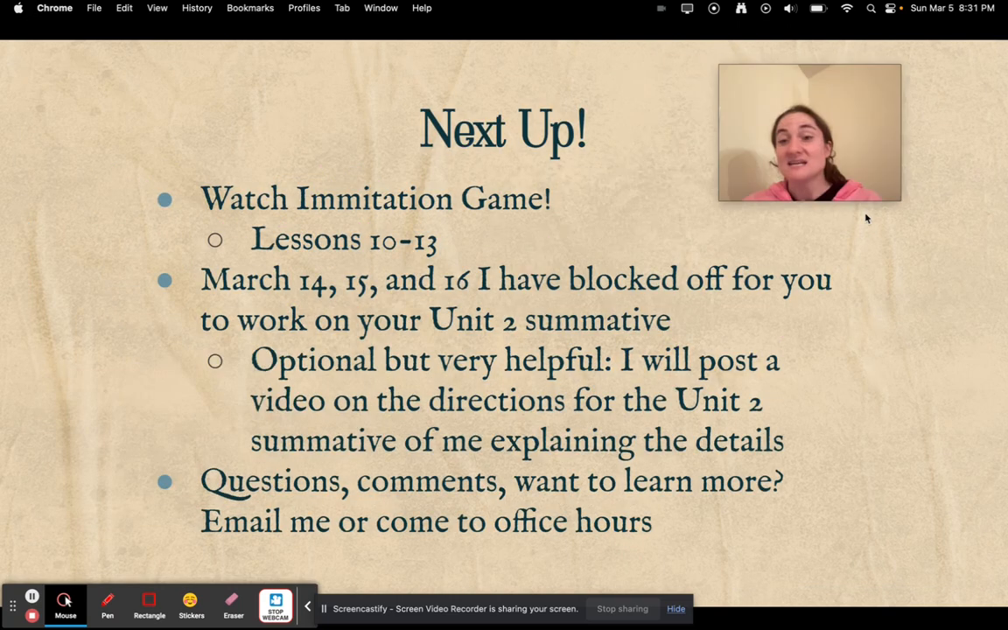All right, so next up, you're going to watch The Imitation Game. That will be lessons 10 through 13. March 14th, 15th, and 16th, I have blocked off for you to work on your Unit 2 summative. And then we're going to start off Unit 3 on Friday, March 17th.